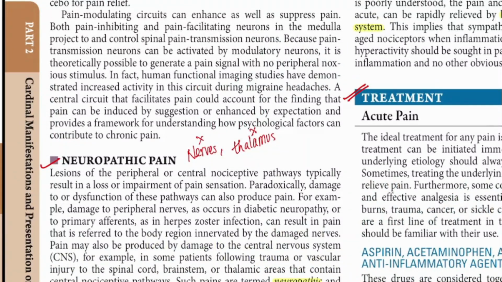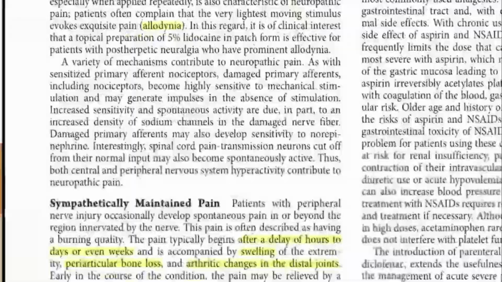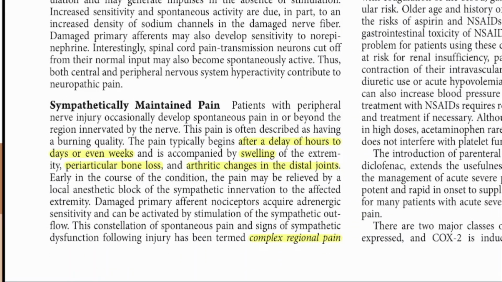Neuropathic pain is treatable with some anticonvulsant drugs like carbamazepine, valproate, gabapentin, pregabalin, etc. But this kind of pain responds poorly to aspirin, diclofenac, naproxen, ketorolac, etc. Means NSAIDs, opioids will not work. Only anticonvulsants will work. Then sympathetically maintained pain.